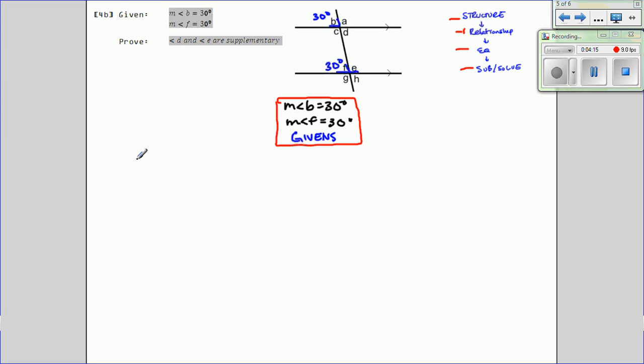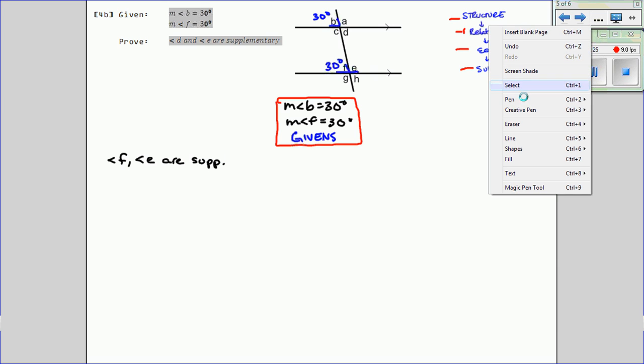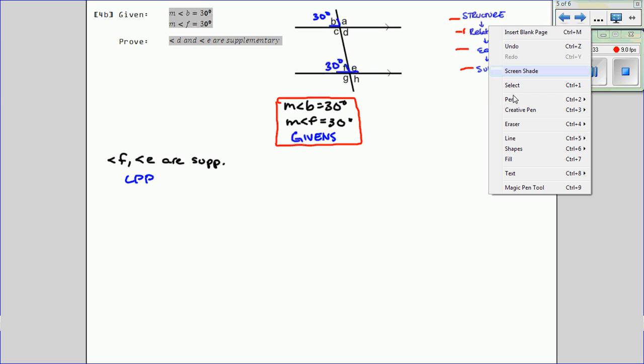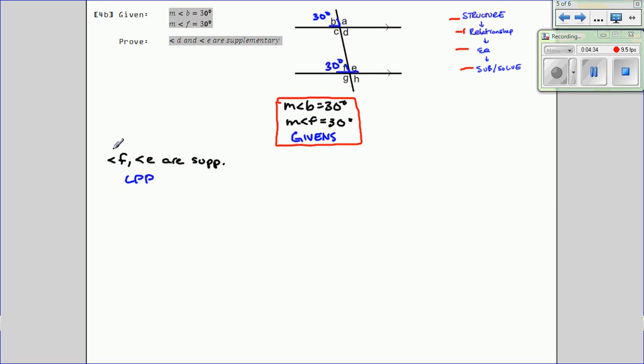So angle F and angle E are supplementary. And the way I know this, at least the way I'm claiming I know this for sure, is just from the diagram, they form linear pairs. Hence, I'm going to quote the linear pair postulate. And again, I'm using abbreviations. Totally cool if you use abbreviations too. You don't have to, but it makes your job a little bit easier.